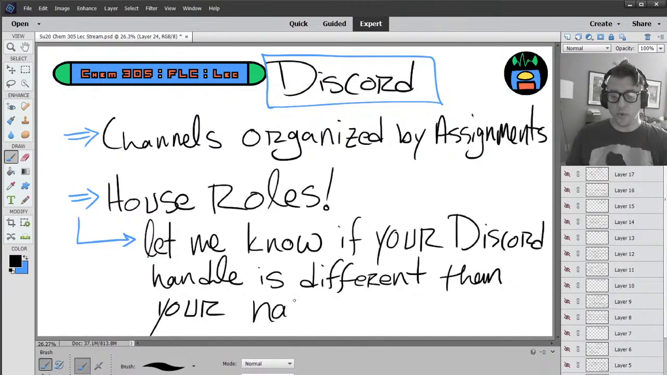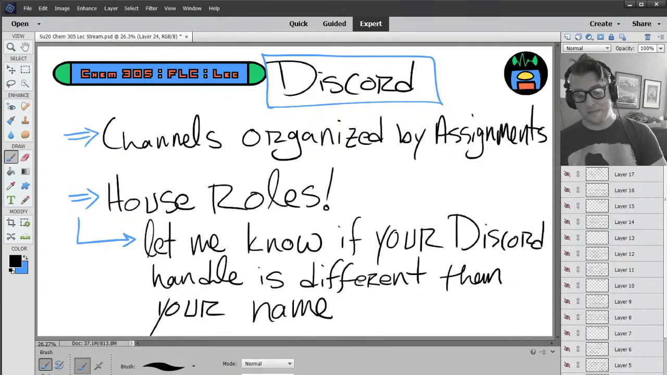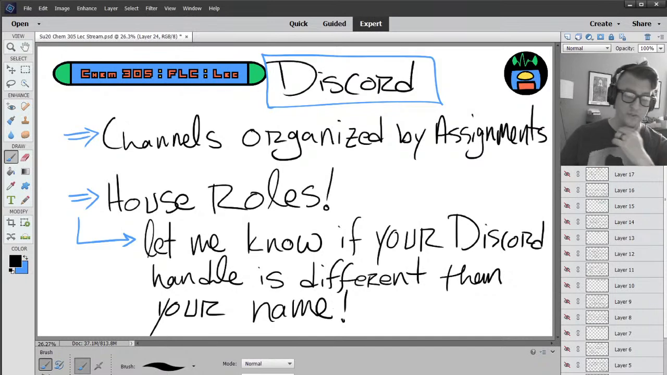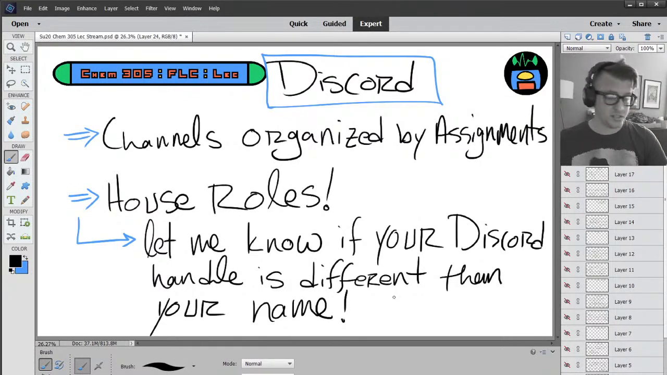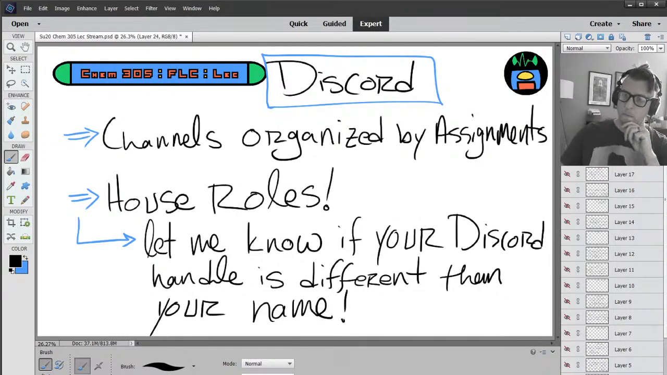So I can sort you into the house you want to be in. So that's just one thing that you should be aware of. If your handle, like mine, is crows are black, and you wouldn't know that, or I wouldn't know that because my name is Josh. So if you have a different Discord name than your real name, let me know and I can get you into the house that you want to be in.